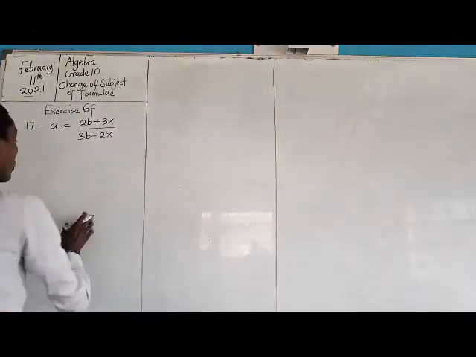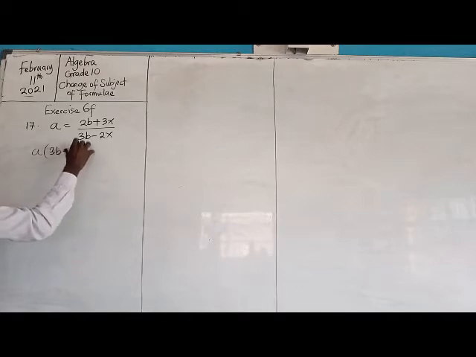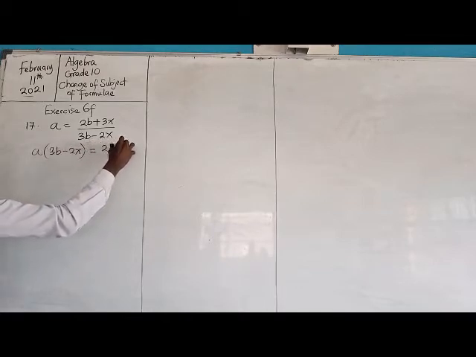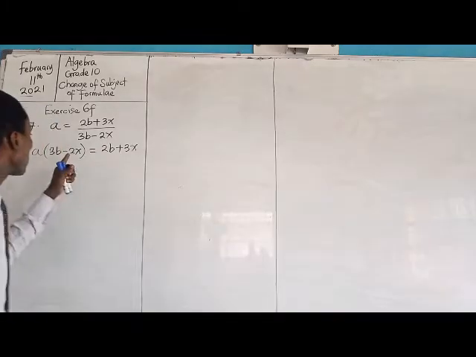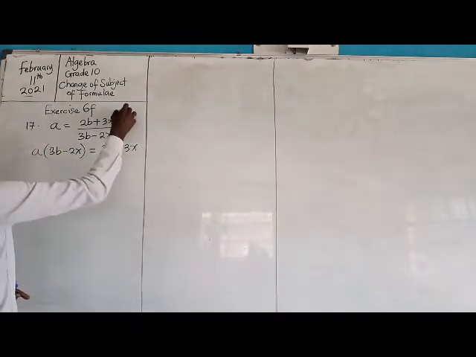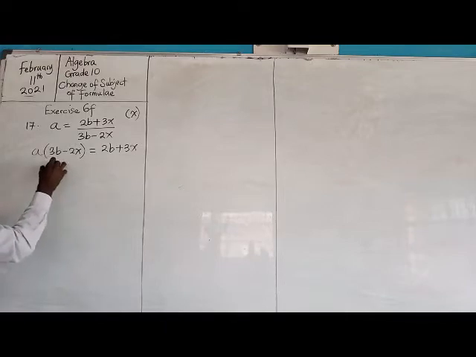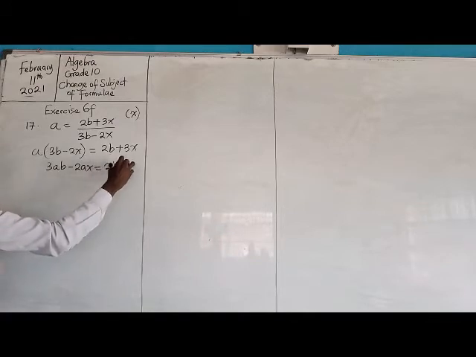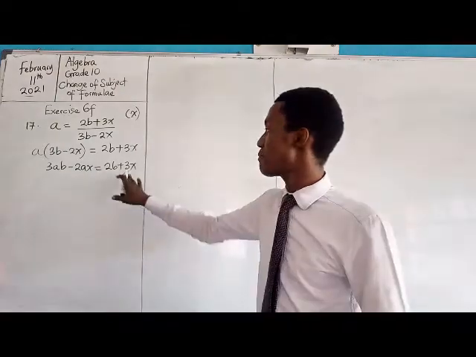Question 17. The first thing I want to do is to take care of my what? My denominator. And that becomes A into 3b minus 2x equal to 2b plus what? 3x. Remember that the objective here is to handle what? The subject. This states that the subject is x. We're trying to make x the subject of the formula. So what do we do? We will need to open this first. This becomes 3ab minus 2ax equal to 2b plus what? 3x.